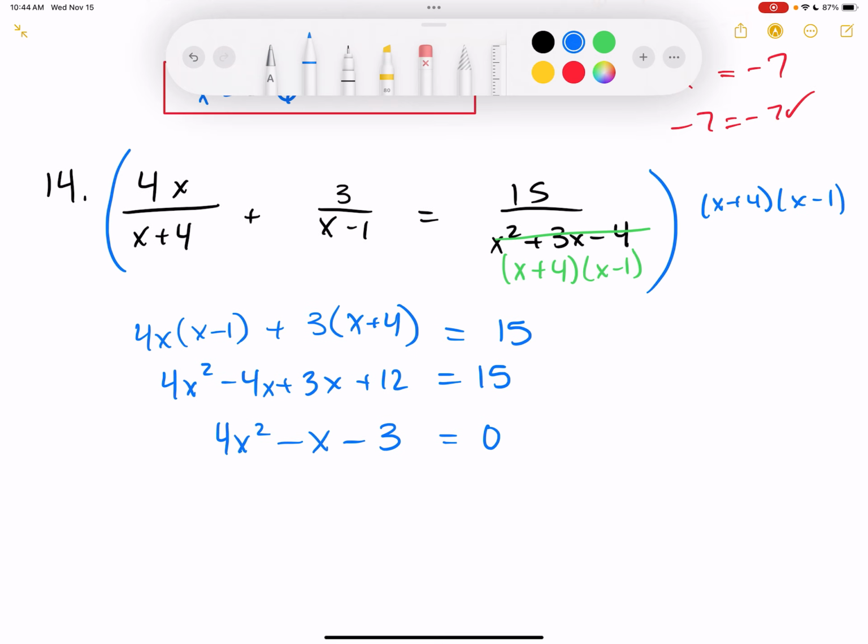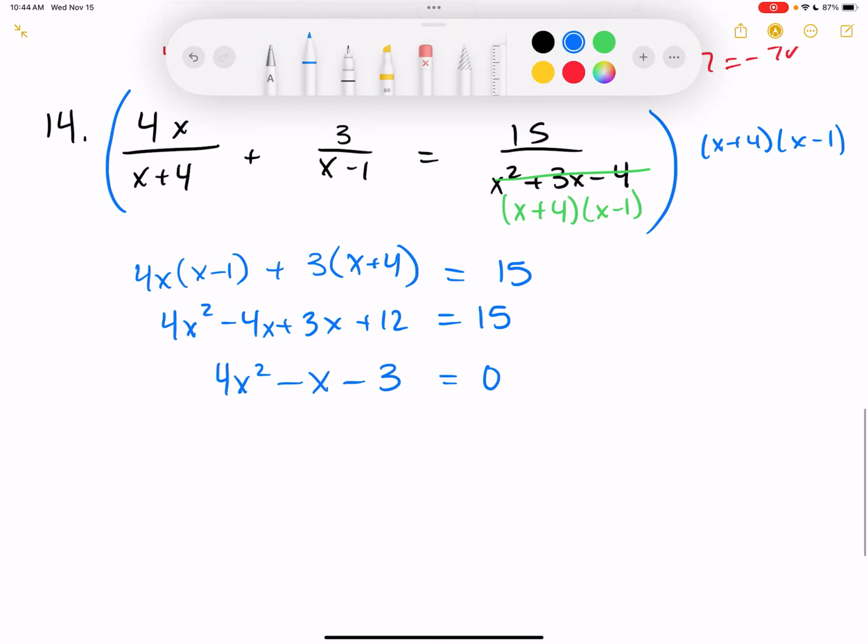So what are these factors then? Negative 4, positive 3. So x minus 4 and x plus 3. 4x squared minus 4x plus 3x minus 3.